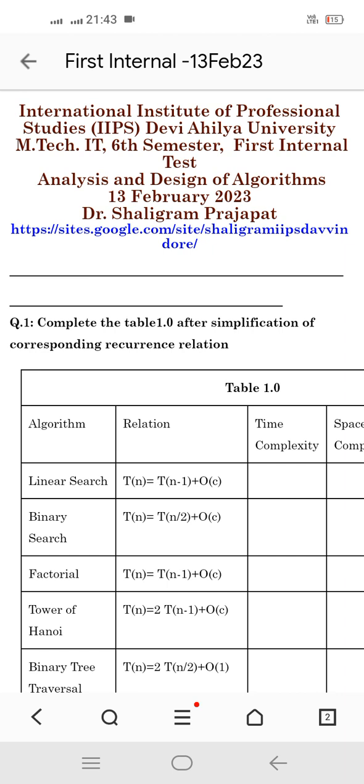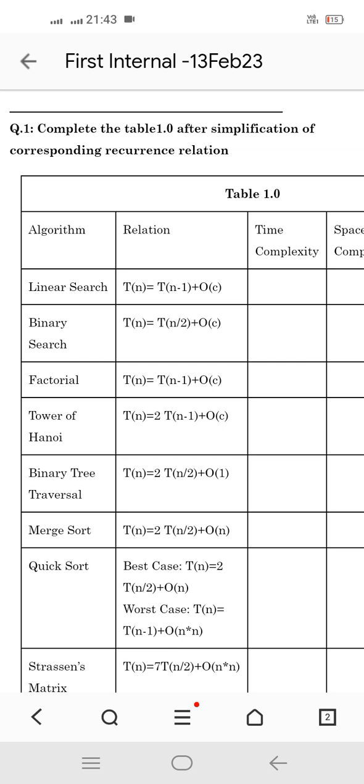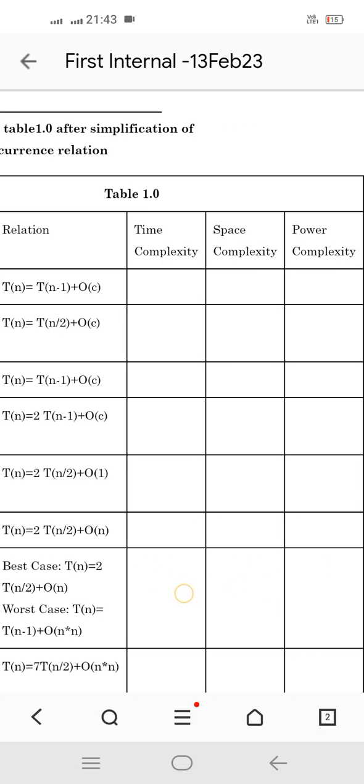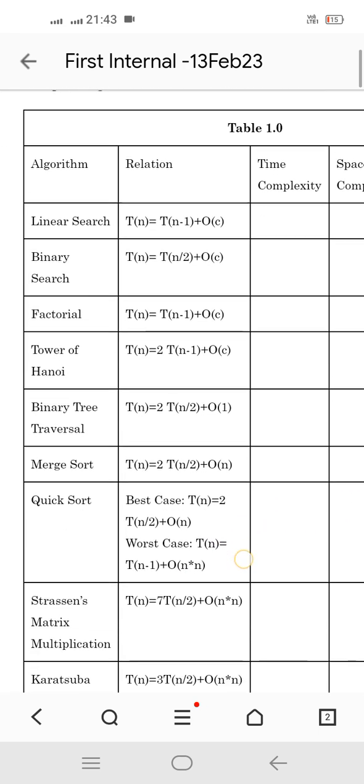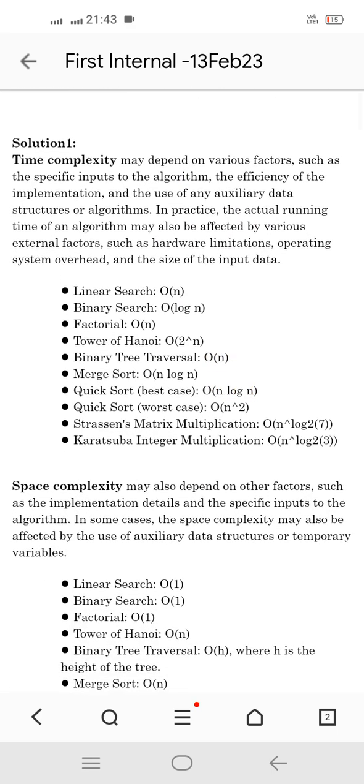So let's start. The first question is: complete the table 1.0 after simplification of the corresponding recurrence relation. Here we are given a table and we have to complete it by filling in the time complexity, space complexity and power complexity of the corresponding algorithms. We can see the explanation of this question here.